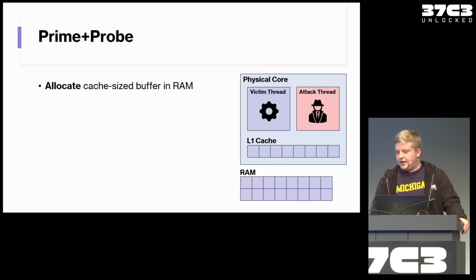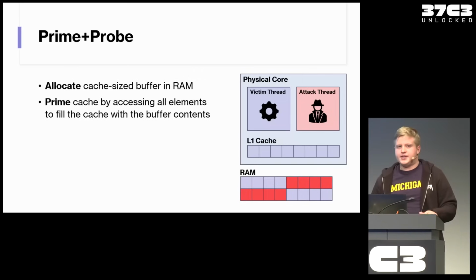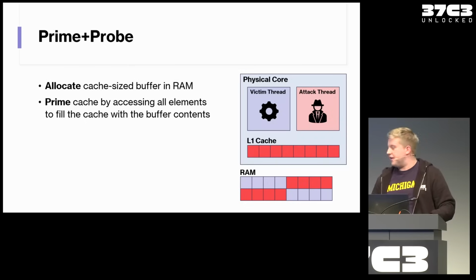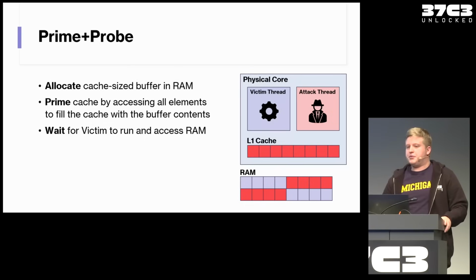First thing we need to do, allocate a cache size buffer in RAM. We then prime the cache to set it to a known state and remove the junk that's unpredictable based on what was running before by accessing all of the elements to fill it with the buffer contents. We then sit there and wait for the victim to do something that accesses RAM.